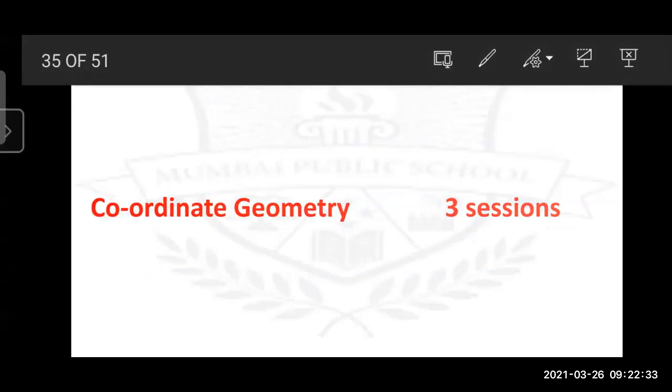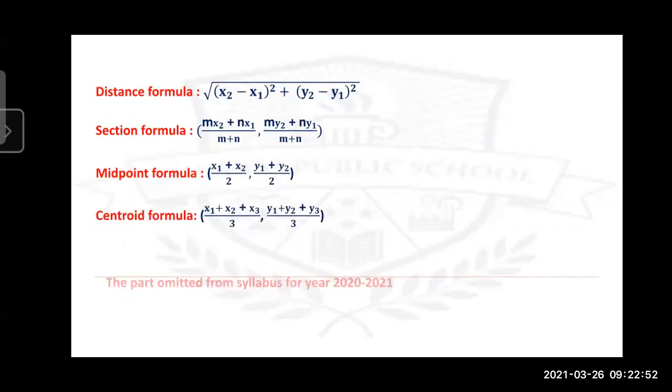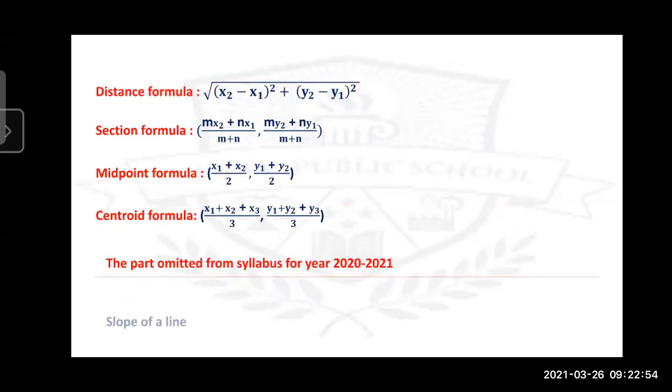So important formulas. The first one is the distance formula. Remember this formula, practice it. Square root of (x2 minus x1) square plus (y2 minus y1) square. Then the section formula, midpoint formula, and centroid formula. Total 4 formulas are there. And the part that is omitted is the third part, the slope of the line.